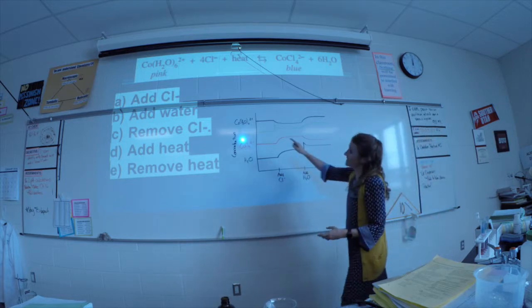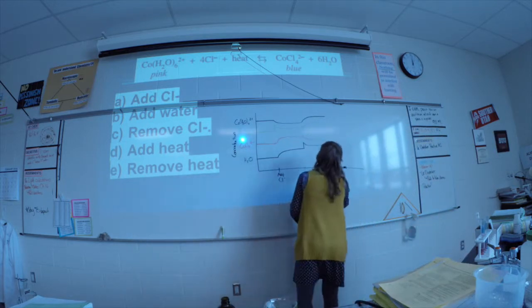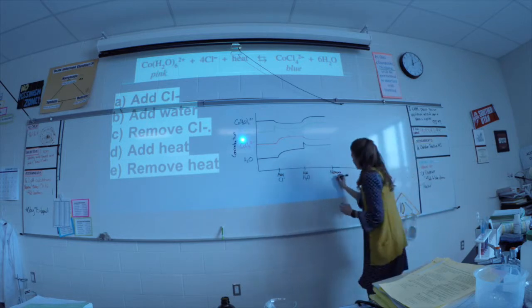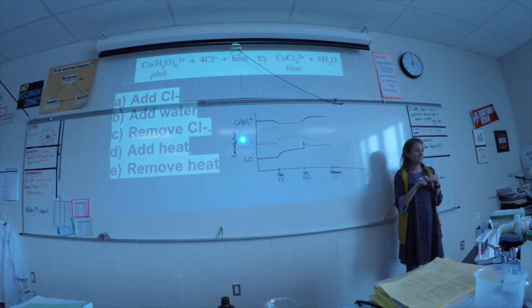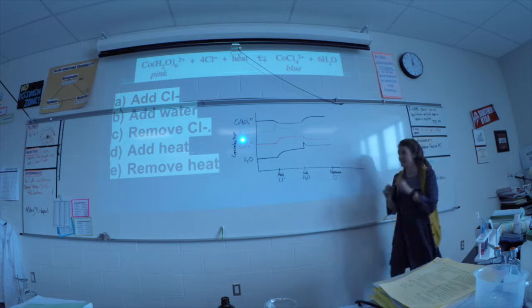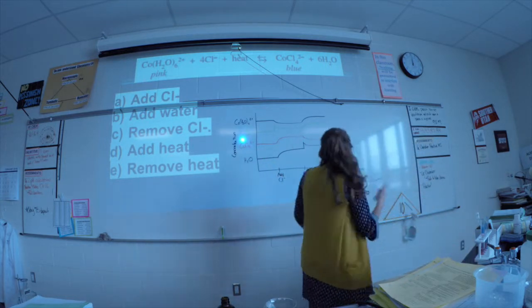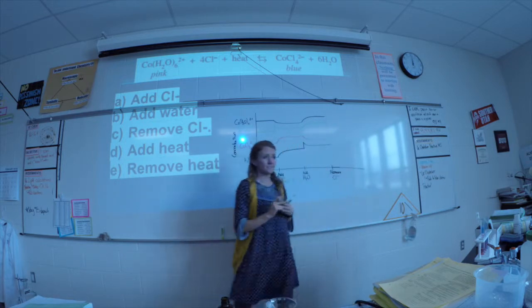Okay, the next stress is we're going to remove Cl minus. Now, what do you think happens to the graph if I remove something? Adding was a spike up, so removing would be spike down. So on the line for Cl, Cl is my green one. So this is the one I'm removing, so initially, jump down.